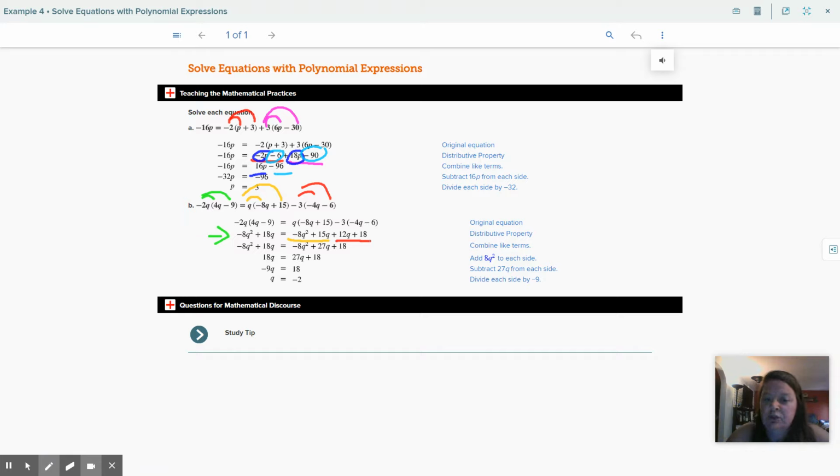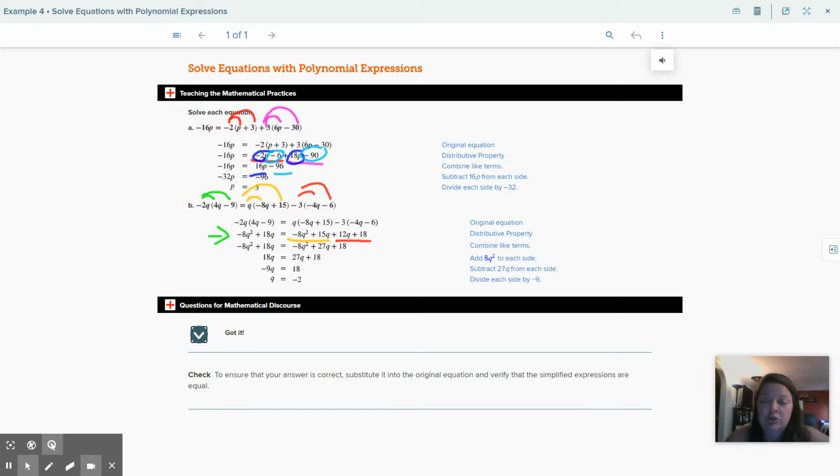Subtract 27q from both sides because we want to get all the q's together. We get negative 9q equals 18. Divide both sides by negative 9, and we get q equals negative 2. Again, if you have any questions at all, make sure you write those down so you can ask your teacher during your class meeting to get your answers for those.